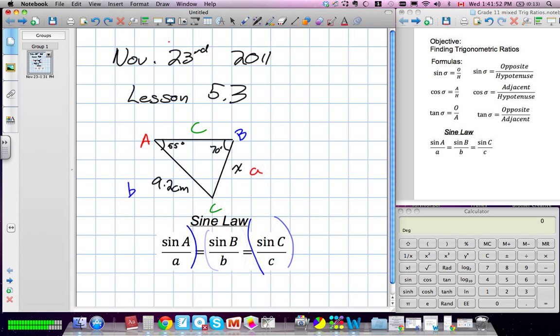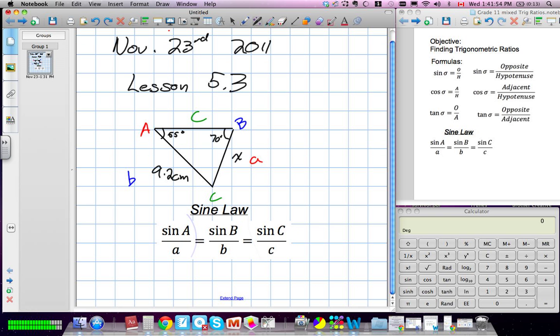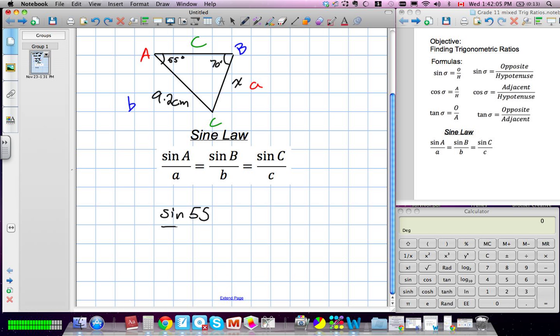So, we have sine. Angle A is 55 degrees. So we have sine 55 divided by side a, which is our x. Angle B is 70. So we have sine 70 divided by side b, which is 9.2. And sine C, we actually don't know what that angle is. Is there a quick way I can figure it out? How would I figure this out? Add them all up and subtract it from 180.